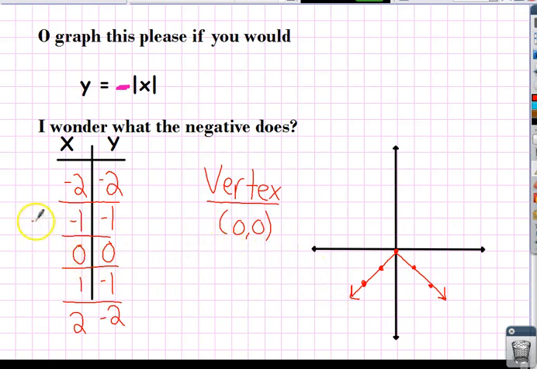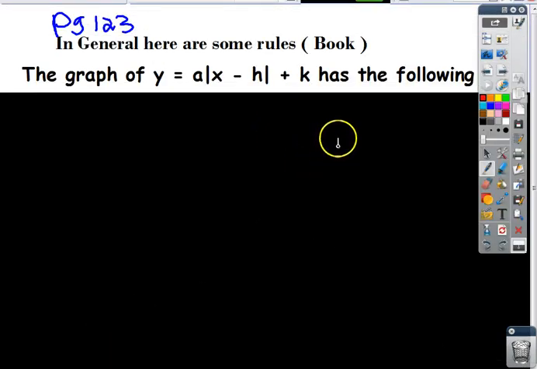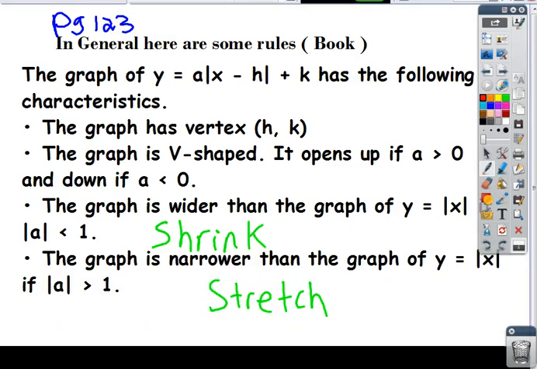So, now we're going to go over some general rules for all of these things so we can graph them more efficiently. Okay, so let's go over some of these rules now. I'll give you a second to copy these down, then I'll explain them.